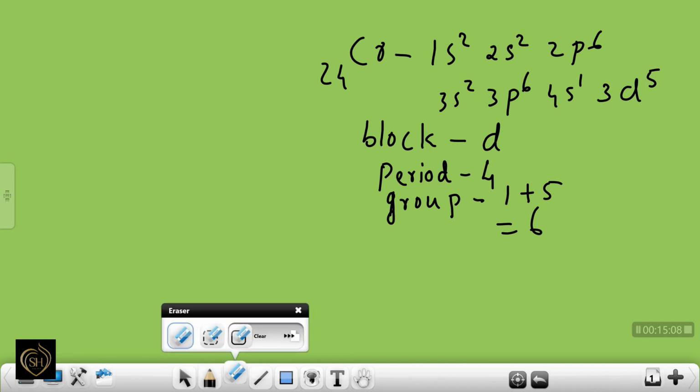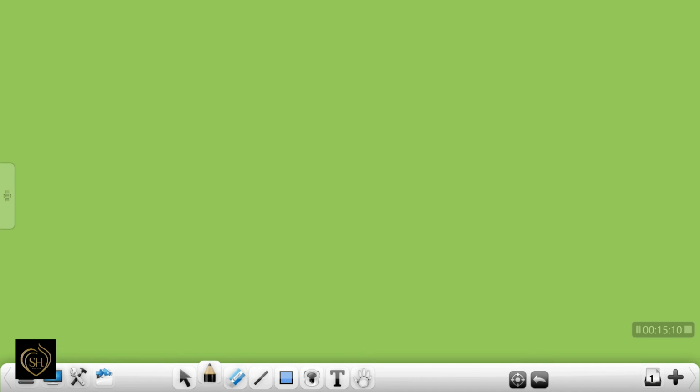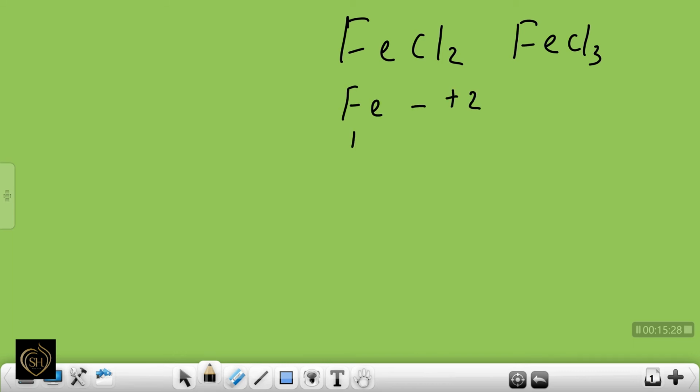Then characteristics of D block elements. D block elements show variable oxidation state, like FeCl2 and FeCl3. In FeCl2, the oxidation state of Fe is positive 2. In FeCl3, the oxidation state of Fe is positive 3. Another example, CuCl2. Here the oxidation state of copper is positive 2.